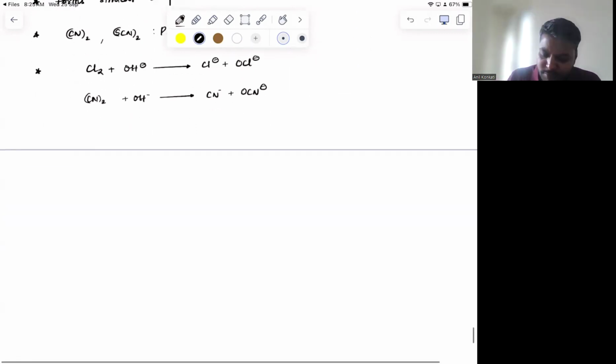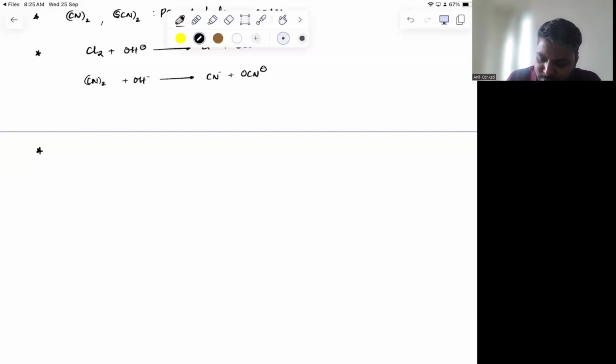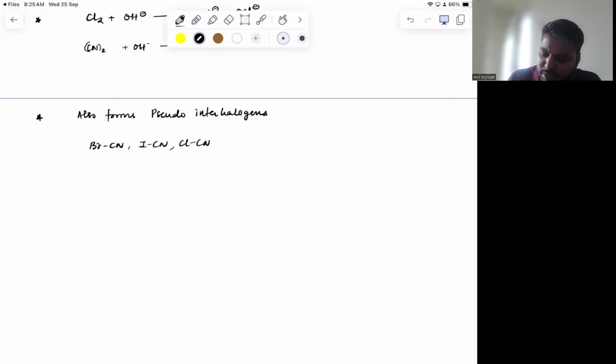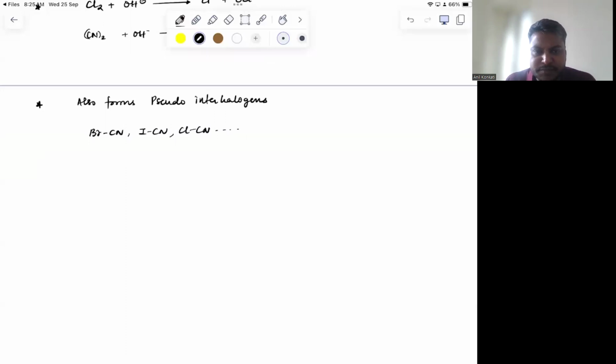If you have interhalogens, we can also form pseudo interhalogens. Pseudo interhalogens. How does a pseudo interhalogen look? Br CN, okay, this is one interhalogen. I CN, Cl CN, and so on. These are the forms which you can get. Clear?